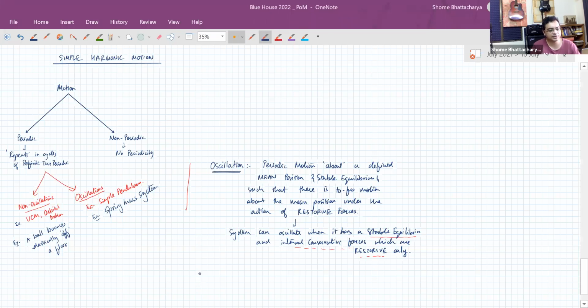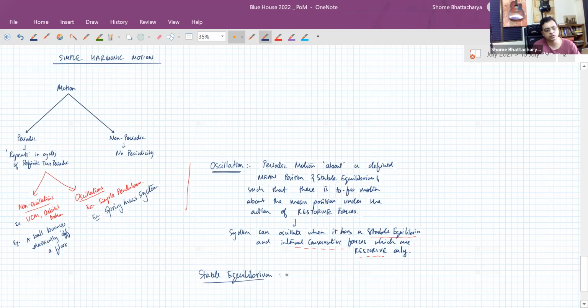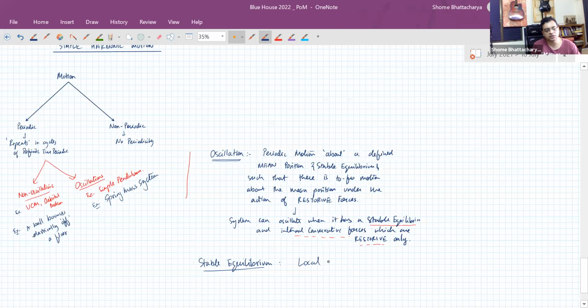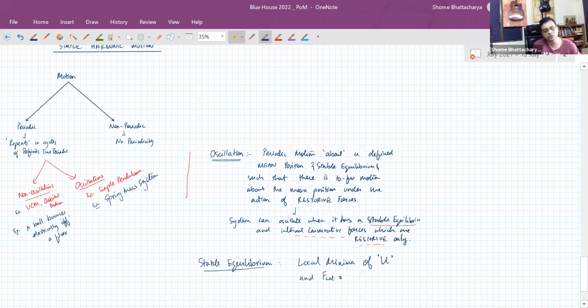So what is a stable equilibrium? That we learned long ago in work energy. Any equilibrium point is a point where the net force is zero. But stable equilibrium means that when you remove it from the equilibrium point, the force should be restorative. So it is also a point of local minima of potential energy. Net force equals zero at the equilibrium point, and the force is restorative on displacing from it.